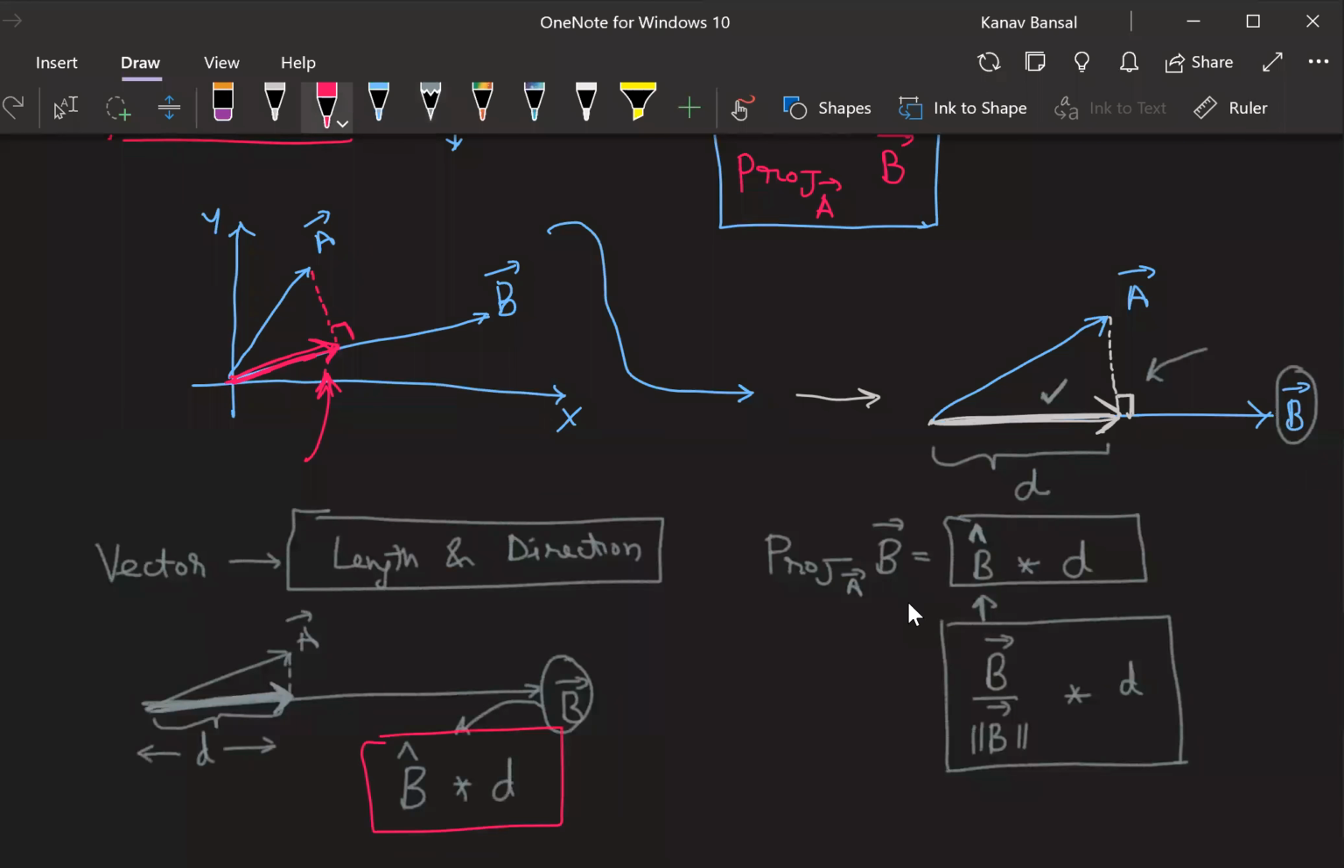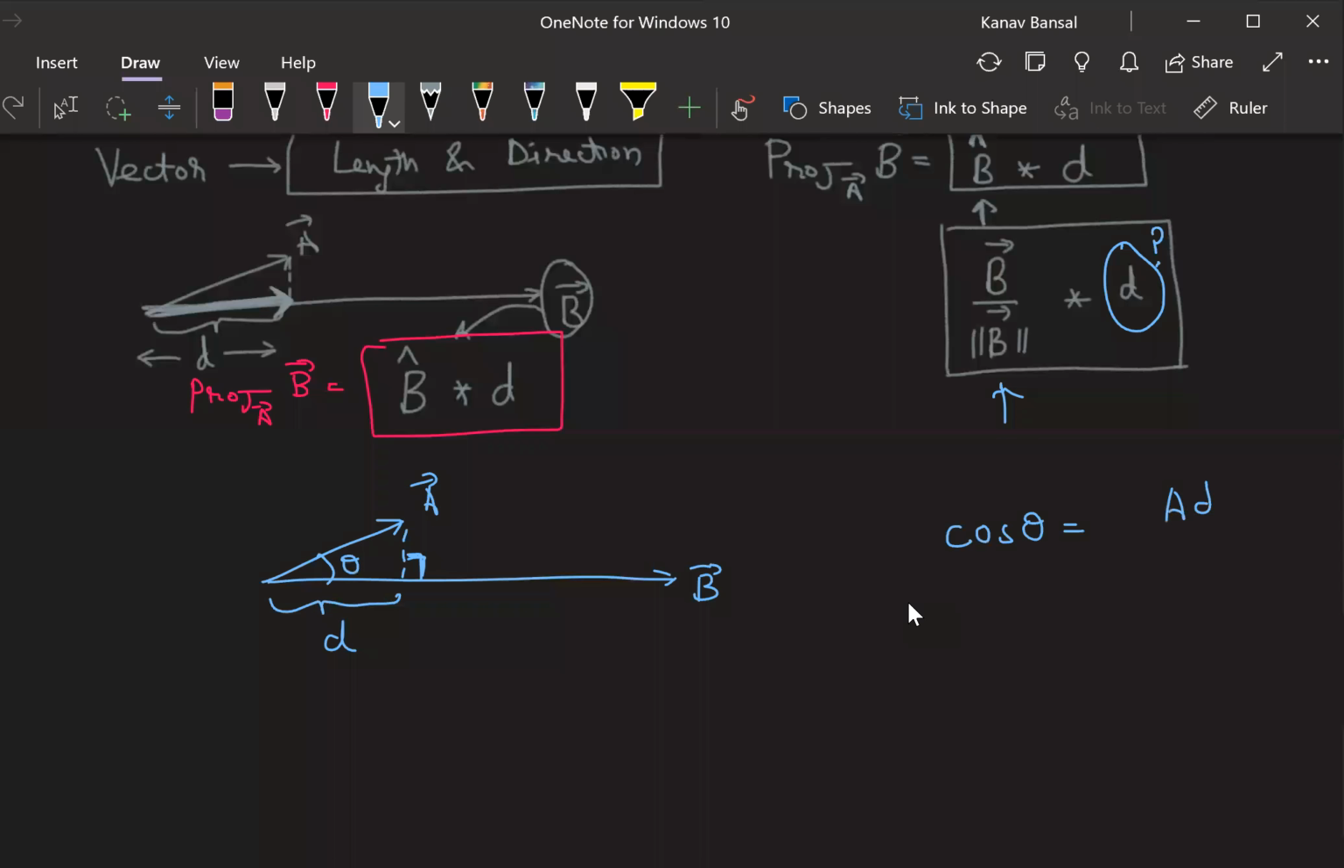This part is d. This is your b vector. This is your a vector, right? Now, what we know is that this angle is nothing but theta, and we also know that cos theta is equal to adjacent over hypotenuse. Just try to go back to your trigonometry and you will understand this, right? This is the equation of cos theta.